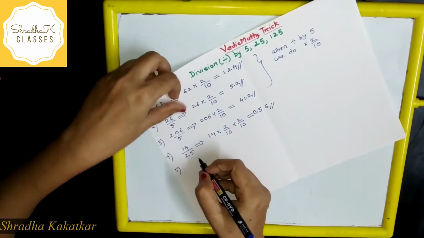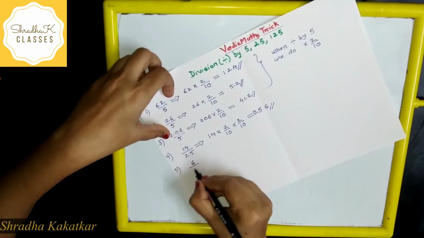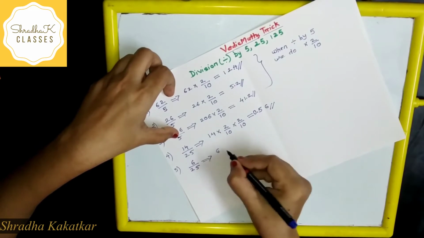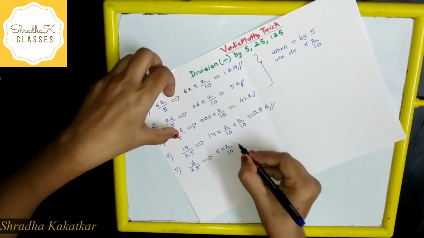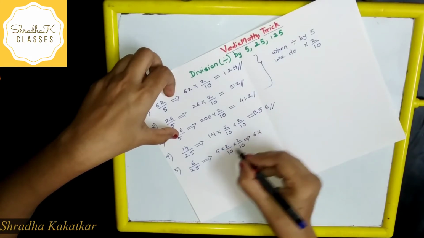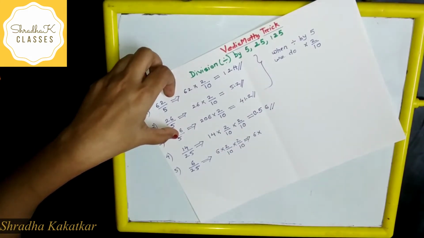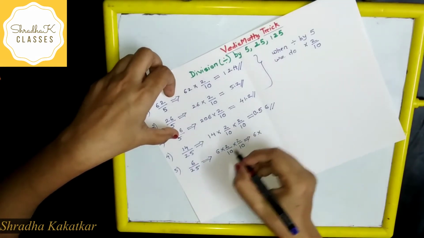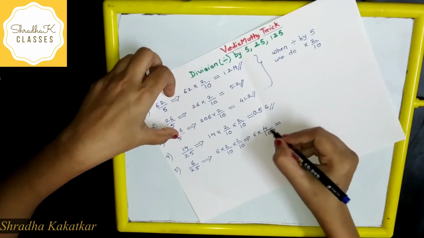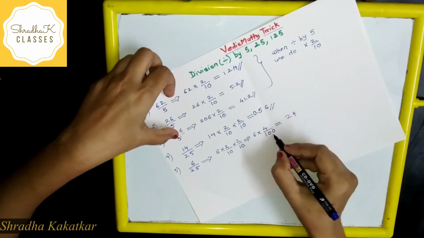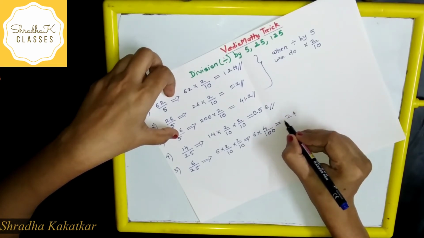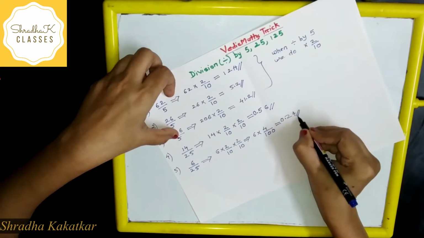Next, let's take 6 by 25. So what will you do? 6 into 2 by 10 into 2 by 10. Rather than writing 2 by 10 twice, you can write 4 by 100. Now 6 into 4 is 24. Then again here there is 100, so give the decimal point after 2 digits. This is your answer.